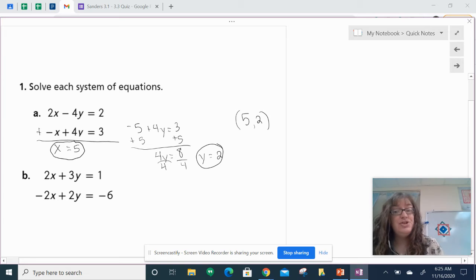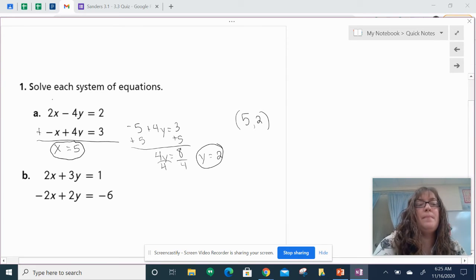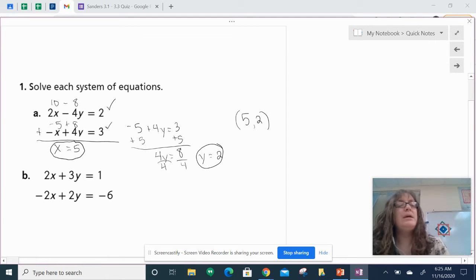We can always again check that. So 2 times 5 over here would be 10, and 4 times 2 would be 8, and 10 minus 8 is in fact 2. Over here, negative 5 and 4 times 2 is 8. Negative 5 plus 8 is in fact 3. I can feel good about that one. Why don't you take a minute and try B?